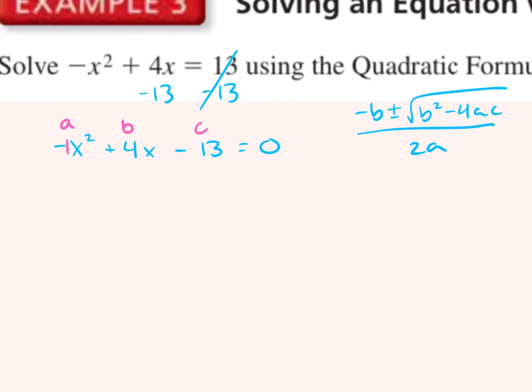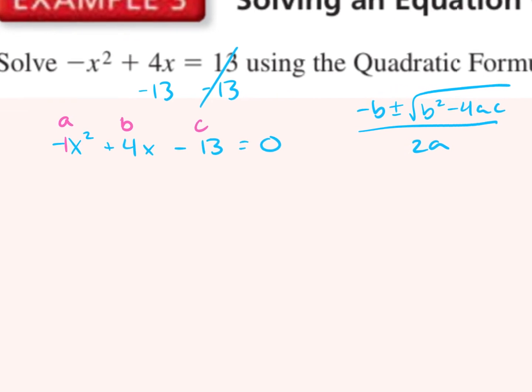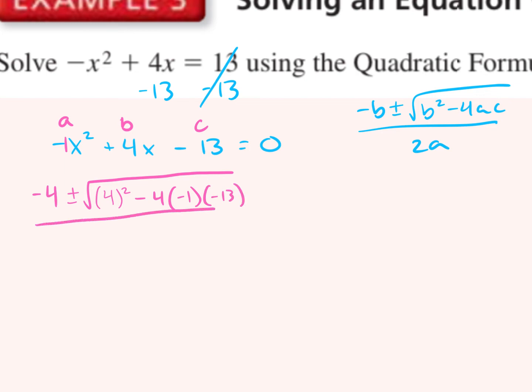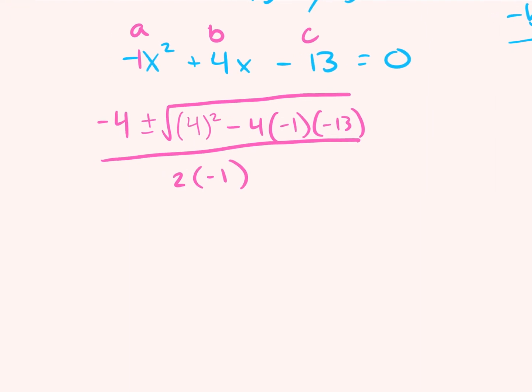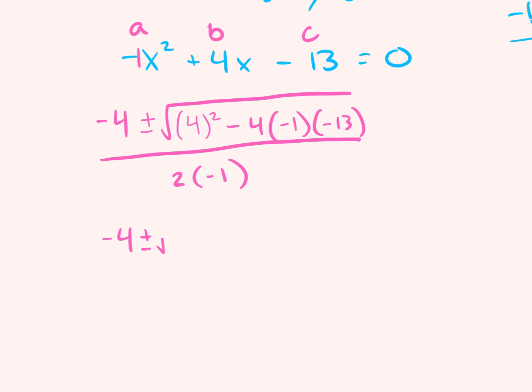So once we identify our a, b, and c, we can plug everything in. So I have negative 4 plus or minus the square root of 4 squared minus 4 times a times c, which would be negative 1 times negative 13, over 2a. So 2 times negative 1. All right, what can I do next? So what's 4 squared? 16.